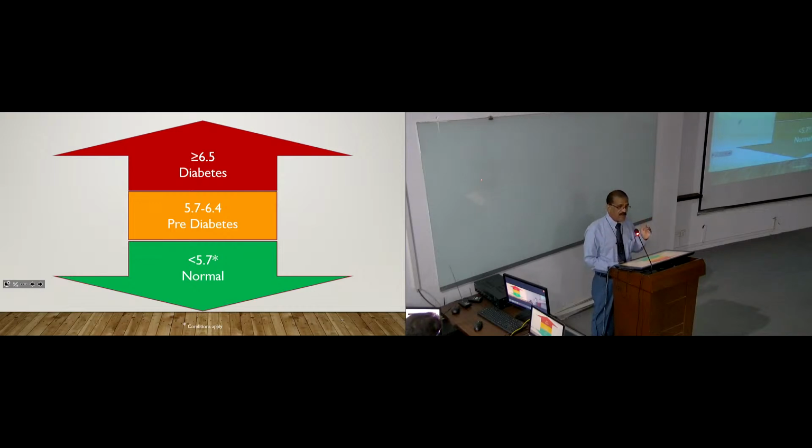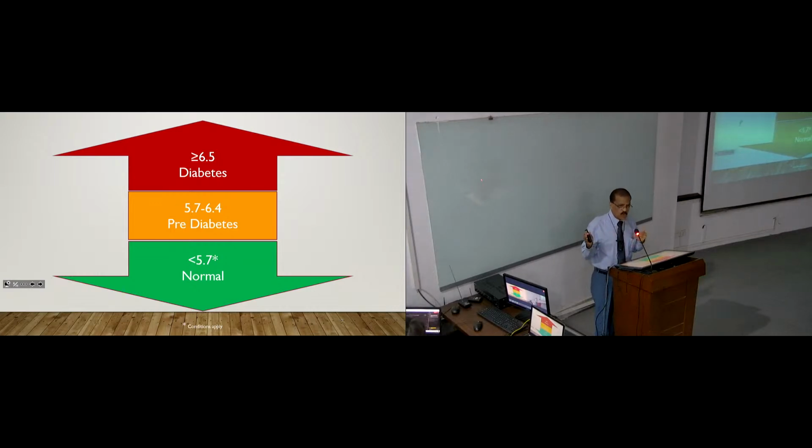I always tell my patients, this is not a very benign condition. You are just a few kilometers away from diabetes. You are going to develop diabetes if you do not adopt a healthier lifestyle. So this is the diagnostic value.